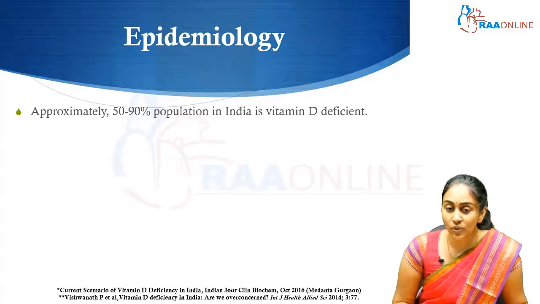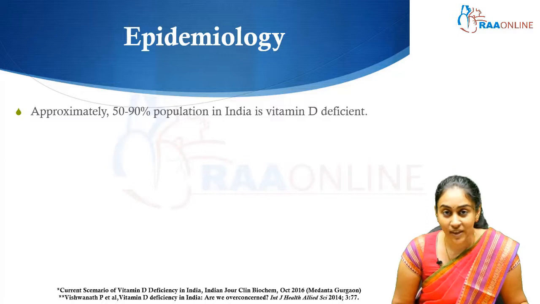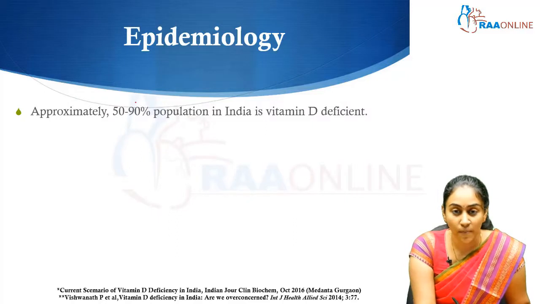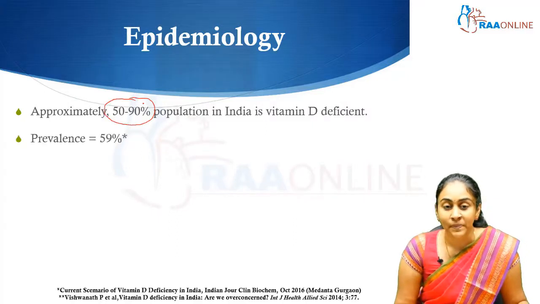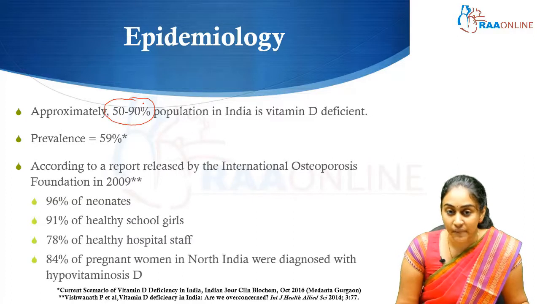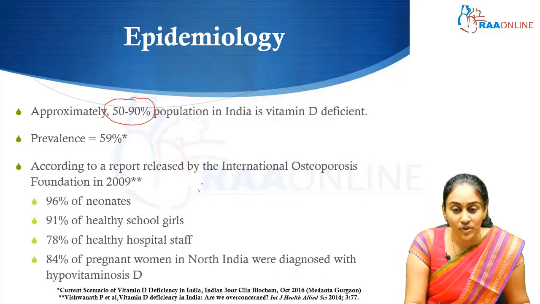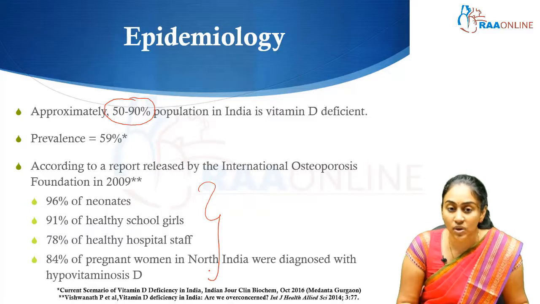So, as we all know and as we all would have frequently encountered in our outpatient clinics and amongst our inpatients, vitamin D deficiency is extremely common in the Indian scenario today. About 50 to 90% of our population is vitamin D deficient, so that's a huge number. The prevalence is about 59%, and according to a report released by the International Osteoporosis Foundation in 2009, it was shown that the prevalence of vitamin D deficiency is grossly underestimated.